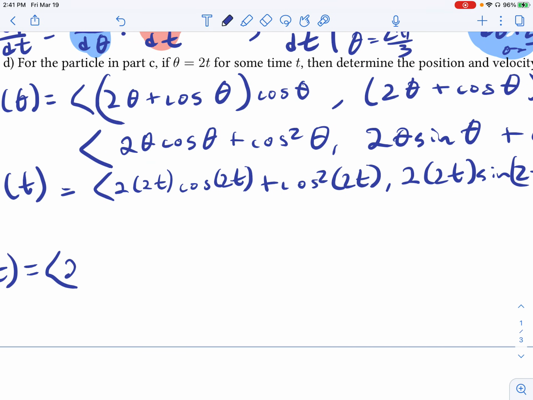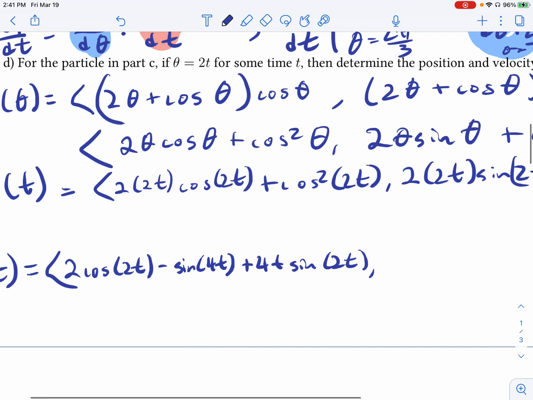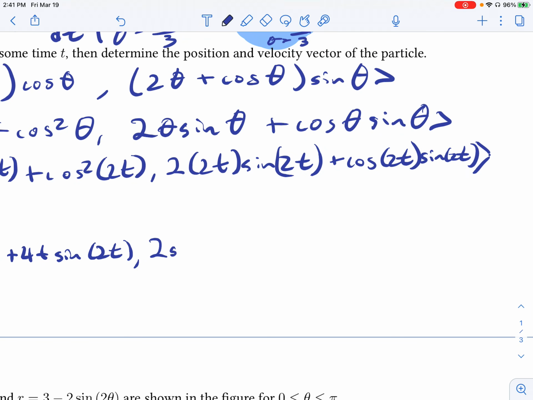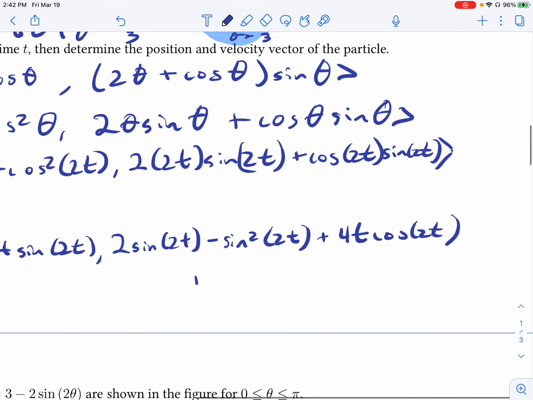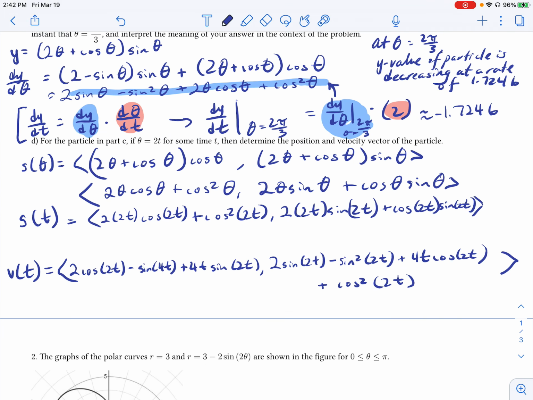What do we have? We've got 2 cosine of 2t, minus sine of 4t, plus 4t sine of 2t. There's our horizontal. And then our vertical is 2 sine of 2t minus sine squared 2t plus 4t cosine of 2t, and I'm not going to be able to fit it after all, plus cosine squared 2t. Okay, so all of that is our velocity vector. There's a lot going on there, but just take your time with it, don't rush, and we can see that the velocity vector is just the derivative of our position vector.